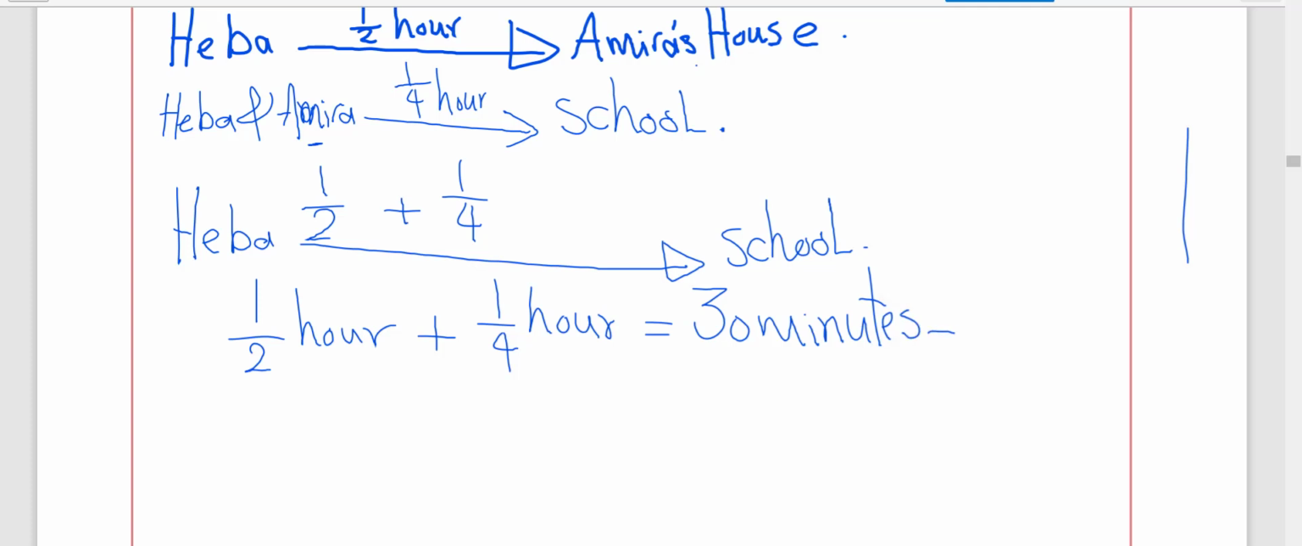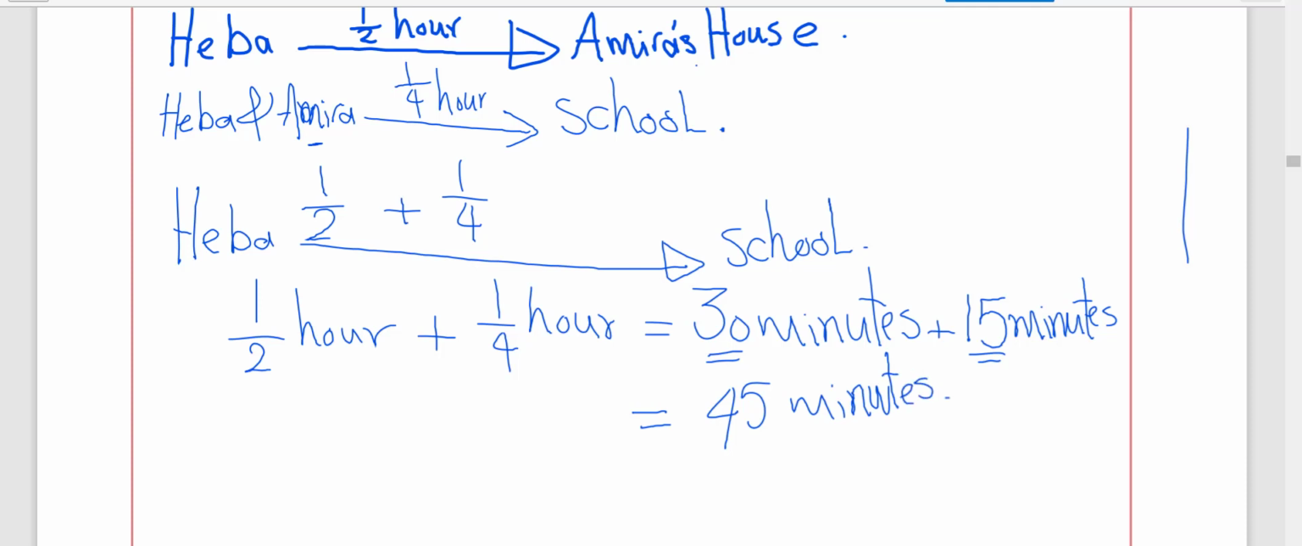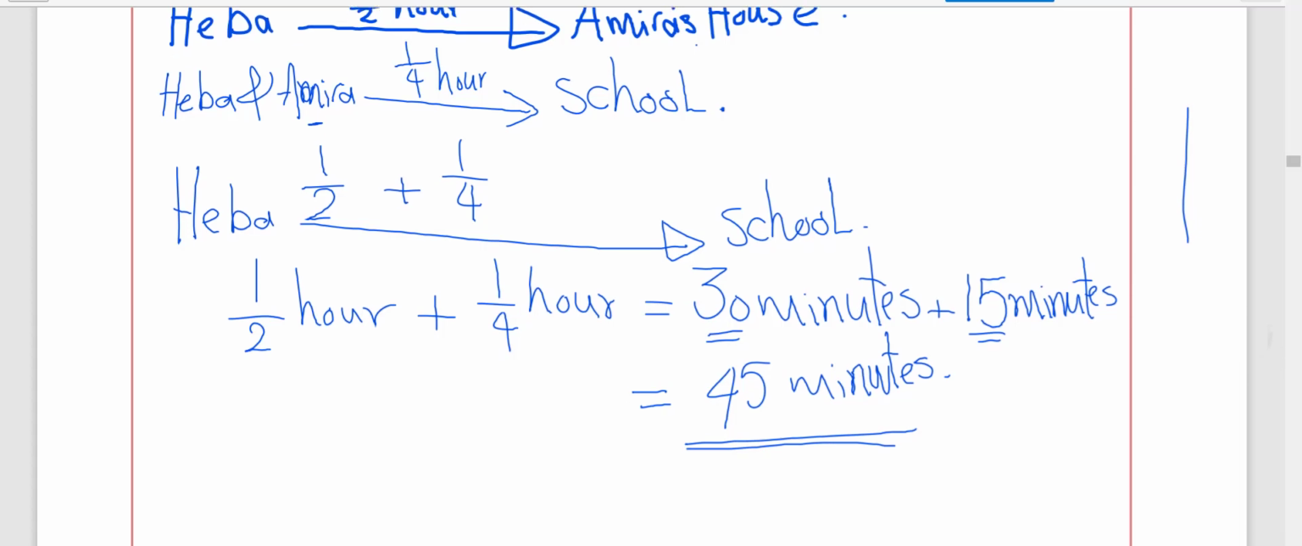Plus a fourth hour equals how many minutes? Yes, we know that a fourth hour equals 15 minutes. So 30 plus 15 equals 45 minutes. So Hiba takes 45 minutes to reach school.